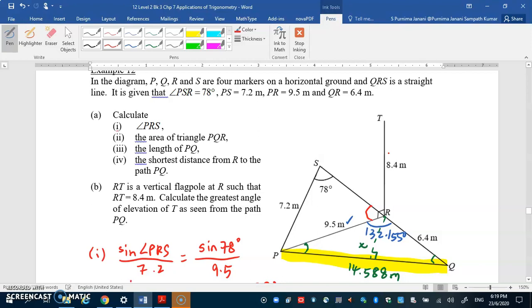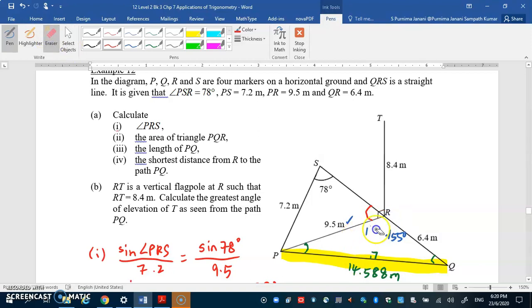Now, the greatest angle of elevation will occur when your distance from the flagpole is the shortest. Why? Imagine if you're standing very close to the flagpole, your eye will have to go all the way up in order to look at the top of the flagpole. But if you're standing further and further away, you don't need to move your eye all the way up. You just have to move a bit and you can see the top of the flagpole already. So the shortest distance from the flagpole will give you the greatest angle of elevation, which means I have to use information from part 4 because I already found the shortest distance over here.